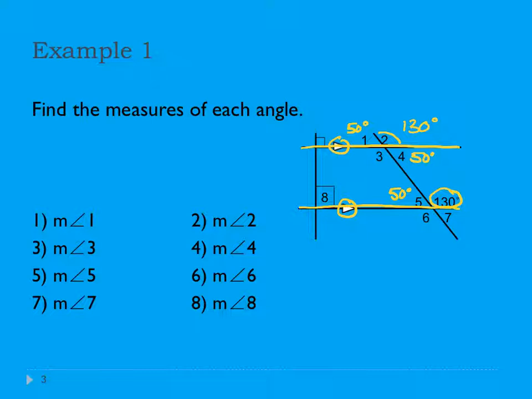All right, so look how much we've already figured out. Give me another angle up there. Yes, sir. Angle 3 is 130 degrees. How'd you know that? Because 2 and 3 are vertical angles. Somebody else, somebody different. Yes, sir.